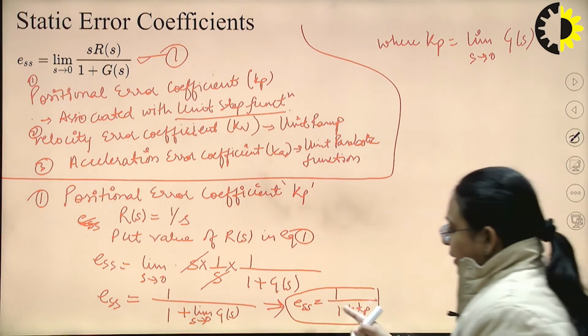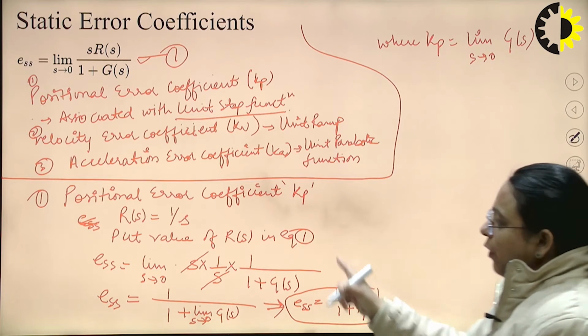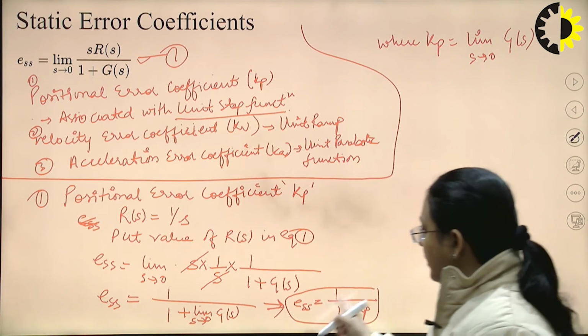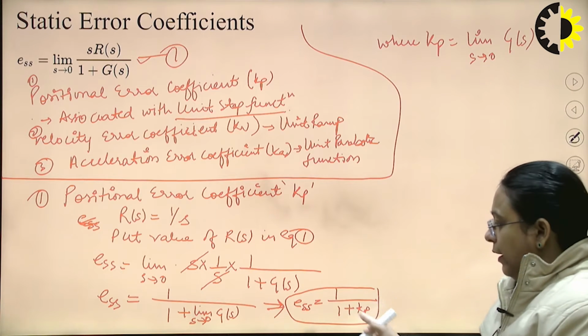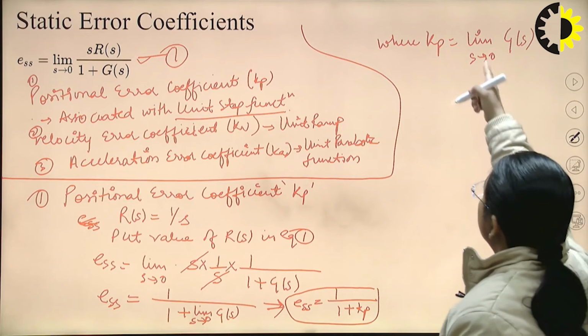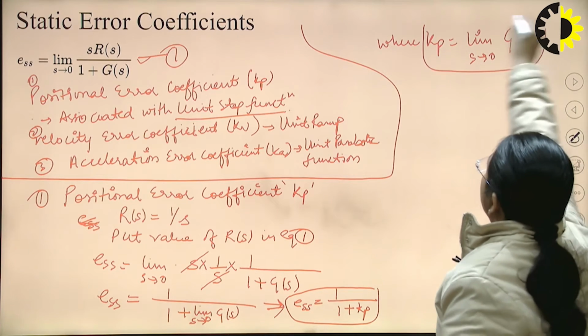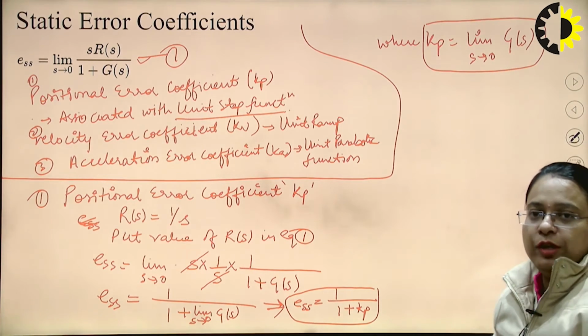So for the positional error coefficient, the steady state error will be 1 upon 1 plus Kp, where this Kp is the positional error constant, and its value is equal to limit s tends to 0 of G(s).